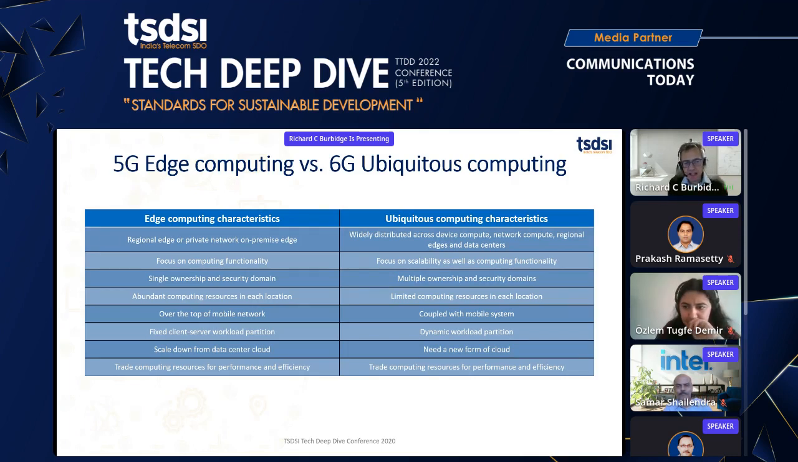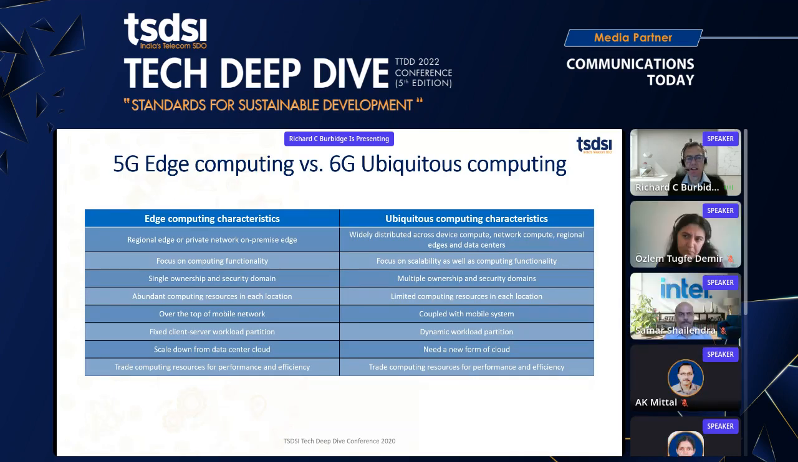A 5G edge computing system typically works in an environment where we have a single ownership and security domain. So the edge is either part of the cloud service provider's cloud, or it is part of some on-premises edge system, typically a private system in that case. The 6G wide area cloud, in contrast, will encompass multiple security domains and multiple ownership domains across the device, the communication service provider, and the cloud service providers. And to achieve this across multiple ownership domains, we are going to need standardized interfaces to ensure that there is interoperability.